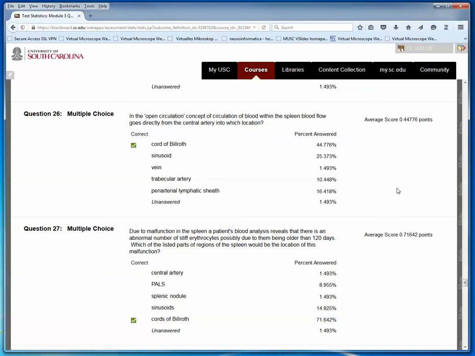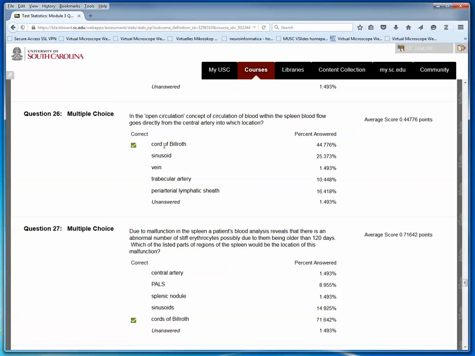This question reminds me to remind you to review the open and closed circulation. The question said, in the open circulation concept of circulation of blood within the spleen, blood flow goes directly from the central artery into which location? Well, it goes from the central artery directly into the cords of Billroth, which are composed of reticular fibers, and have some macrophages in there that are waiting to capture old red blood cells, and it's a very swampy area. It's not endothelial-lined channels, but that's the open circulation.